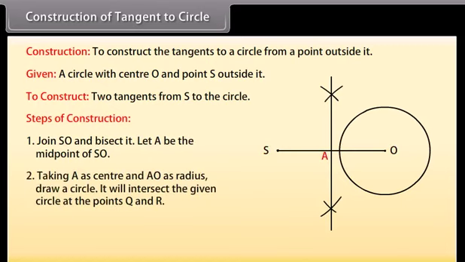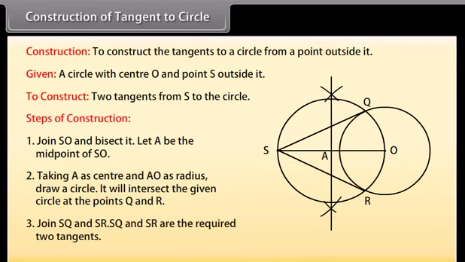Taking A as center and AO as radius, draw a circle. It will intersect the given circle at the points Q and R. Join SQ and SR. SQ and SR are the required two tangents.